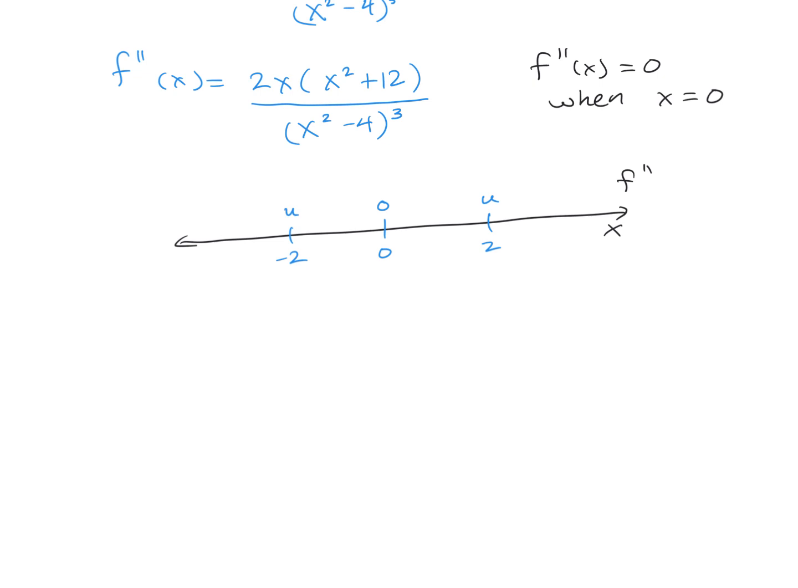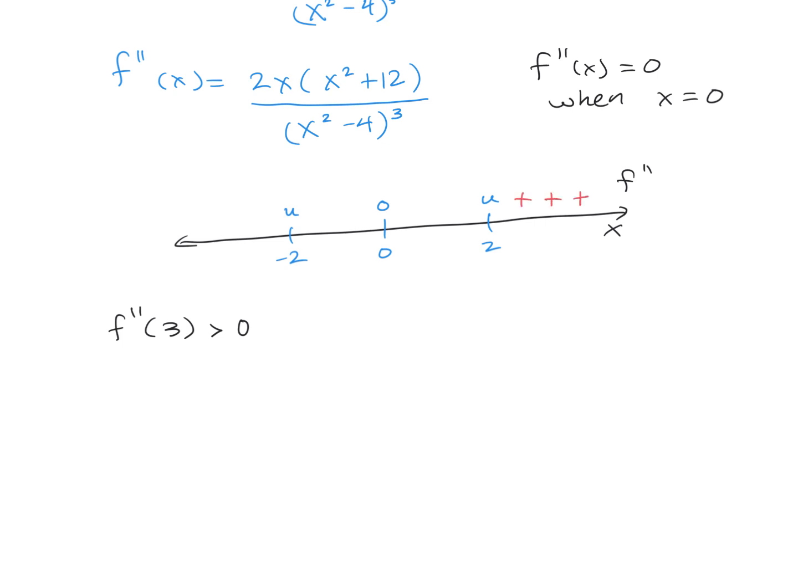Okay, so the next thing for us to do is to test out the second derivative in between these places where the second derivative is 0 or undefined. So the first value we'll start off with is going to be positive 3. And you'll notice that if we look at f double prime of 3, it is going to give us a positive value because 2 times 3 and 3 squared plus 12 is a positive numerator. And then 3 squared, which is 9, minus 4 cubed is positive as well. So f double prime of 3 is greater than 0. So our second derivative is positive on this interval here.